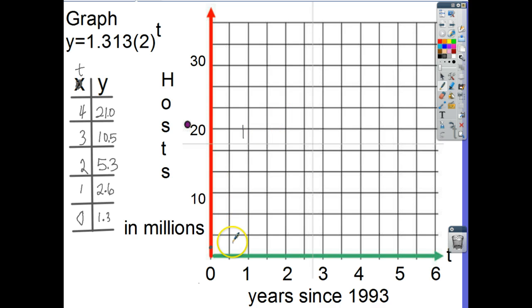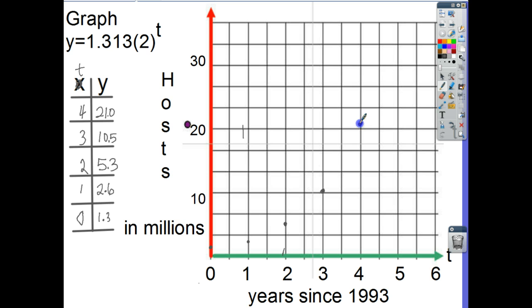So let's go down here and graph these, and there's 0, 1.3. At 1, we're at 2.6 now. Remember, up here is 3, so 2.6 might be somewhere right in there. At 2, we are at 5.3. So where's 5.3 on this thing? Well, that's about halfway up to 10, so I'll put it right in there. At 3, we're at 10.3, so we're just above the 10 line there. And at 4, we're at 21, so we're right above the 20 line there.